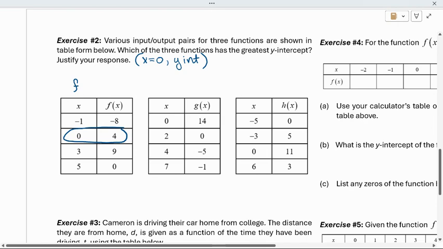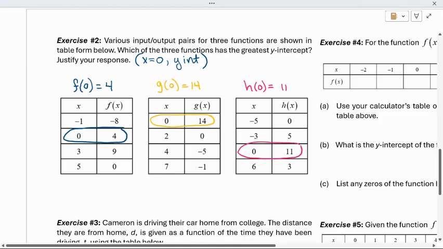The y-intercept for f of x, well, f of 0 equals 4. The y-intercept for g of x, well, that means I let x equal 0, so g of 0 is 14. And the y-intercept for h of x, so h of 0 is 11.